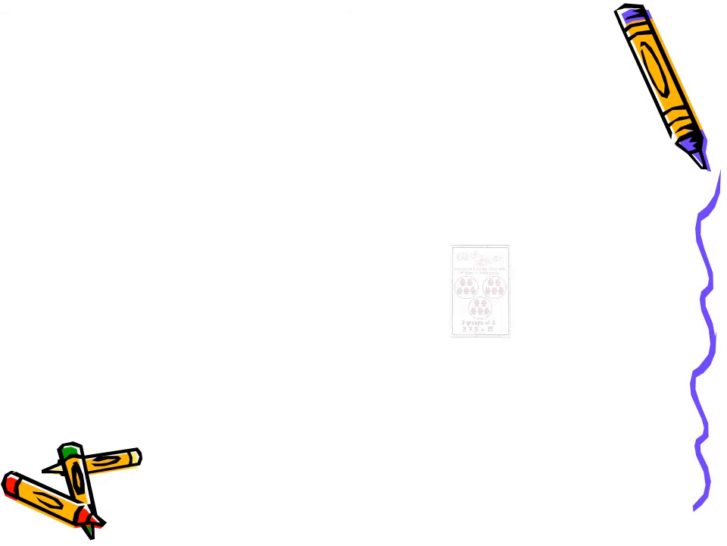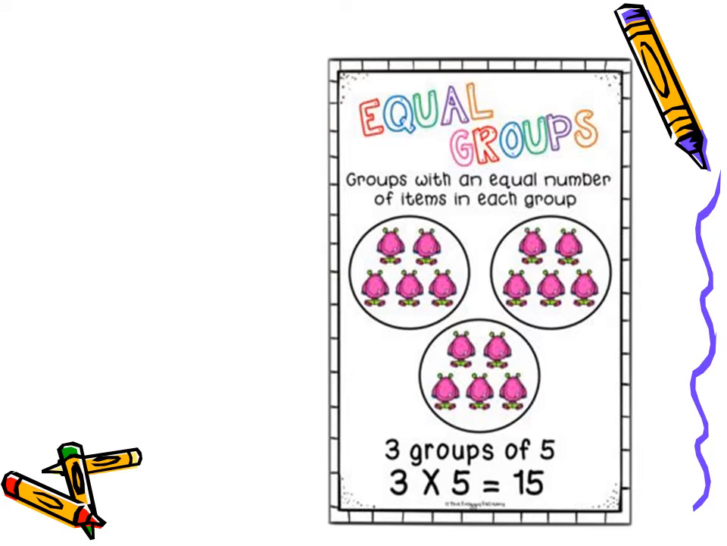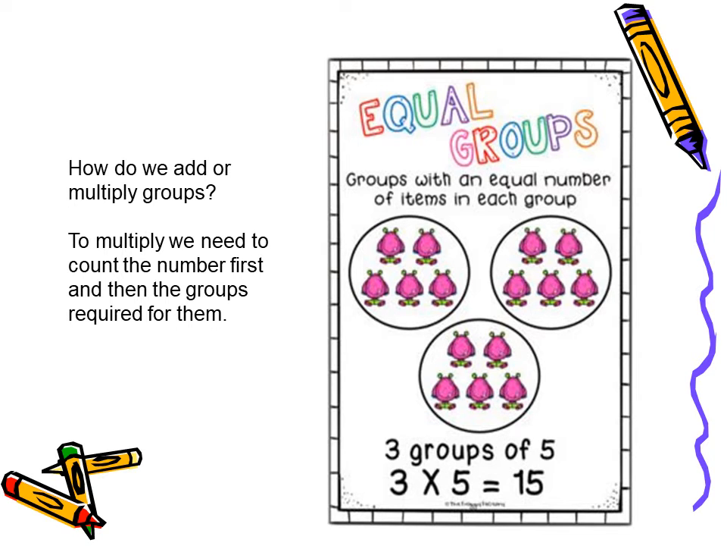What we will be learning is the equal groups. What are equal groups and the combining of equal groups? In our previous page we studied that multiplication is basically combining equal groups. So how will we be combining them? We will be learning to combine the equal groups just now. So how do we add or multiply groups? The answer is very simple. To multiply, we need to count the number first and the groups required for them.